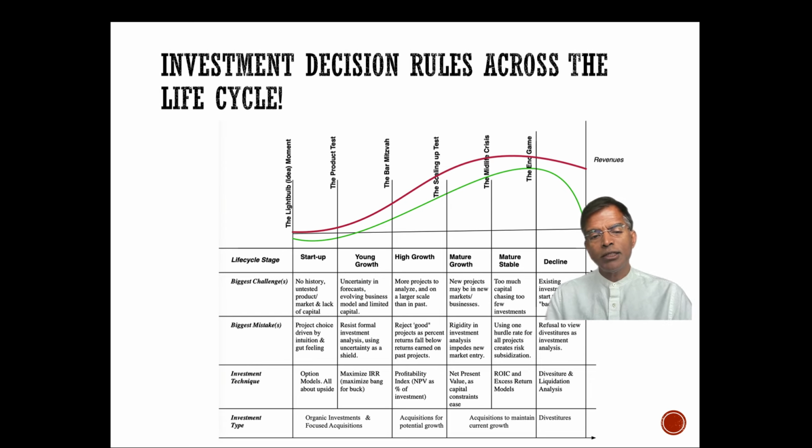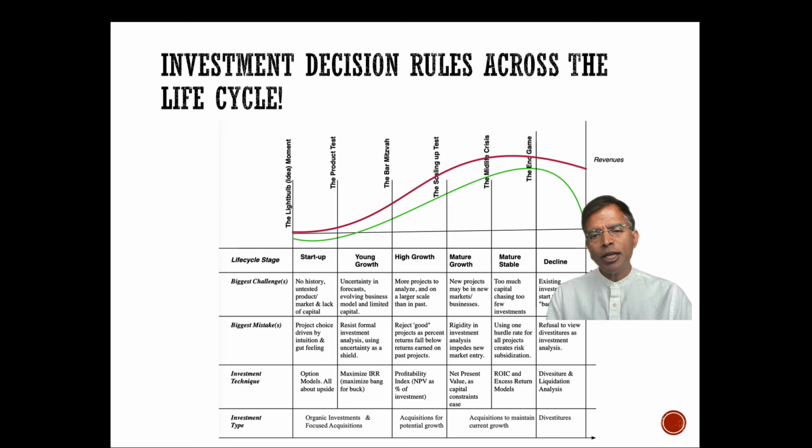The biggest mistake that young companies make is they say, look, it's so difficult to estimate future cash flows, I'm not even going to try. I'm just going to pick projects based on gut feeling and intuition. The problem that mature companies make is because they have so much data, they tend to let the data drive project analysis. They don't bring in any intuition into the assessment.